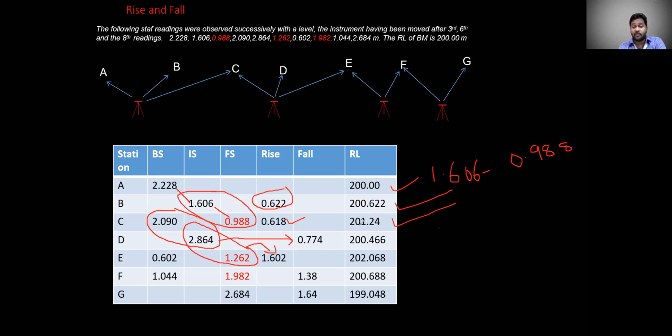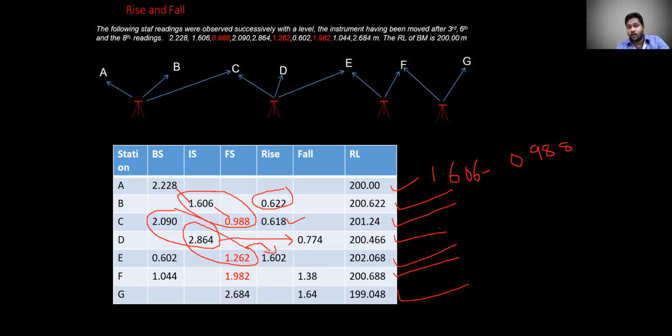We need to subtract from this, 201.24 minus 0.774 gives you 200.466. In a similar way, again we need to add this value to the above RL, that will give you the RL of station E. Again we need to subtract. If it is fall, we need to subtract from the above RL. If it is rise, we need to add to the RL. So after solving all this, we are getting the RL of the stations A, B, C, D, E, F and G. All values we are getting.